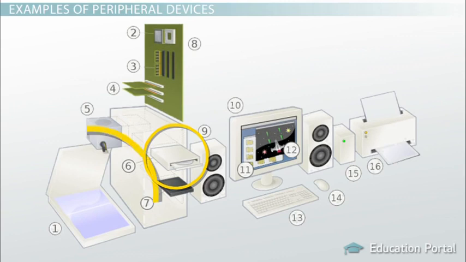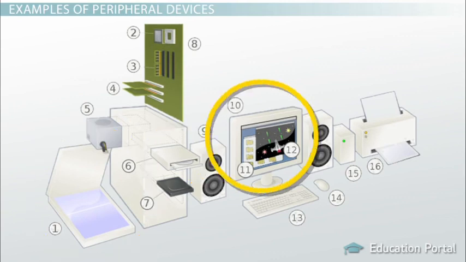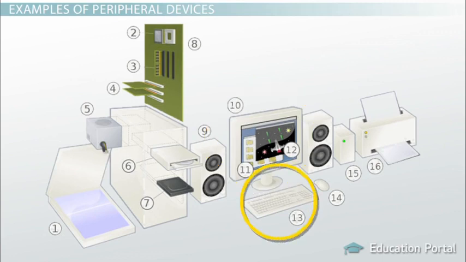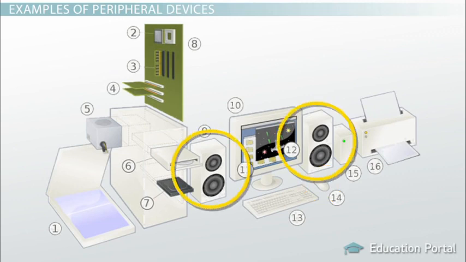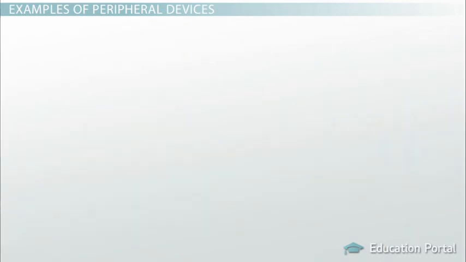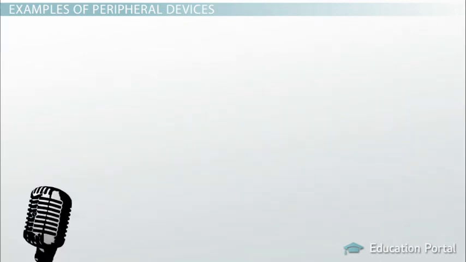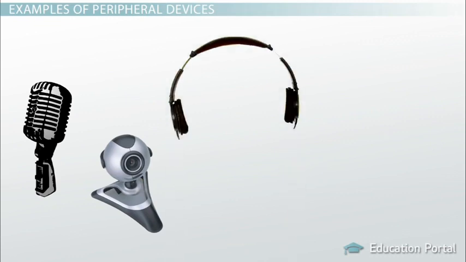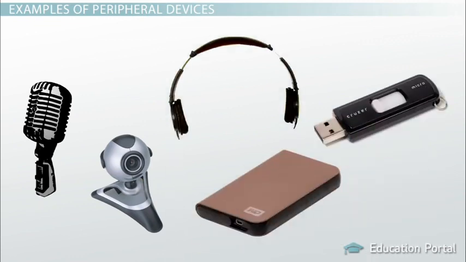External input peripherals are a scanner, number 1, display monitor, number 10, keyboard, number 13, and mouse, number 14. External output peripherals are a set of speakers, number 9, and a printer, number 16. Note that labels 11 and 12 in the figure refer to software and are not peripherals. There are many other examples of peripherals, such as a microphone, web camera, headphones, external hard drive, and flash drive. Most computer users have at least several of these peripheral devices.